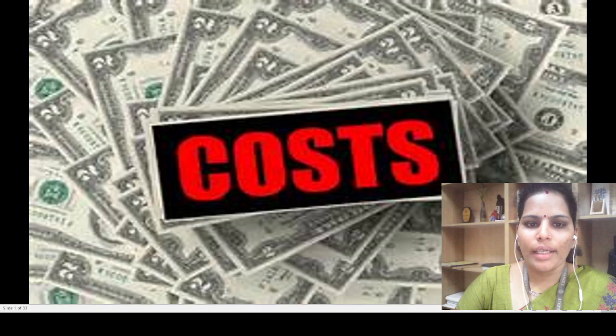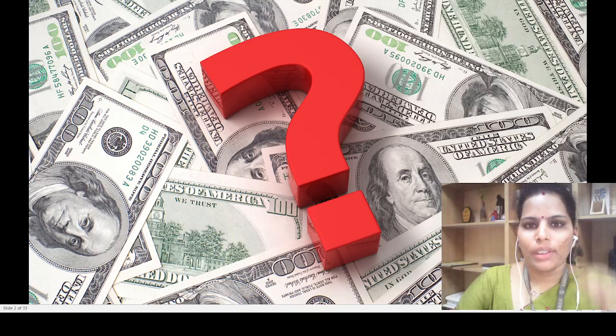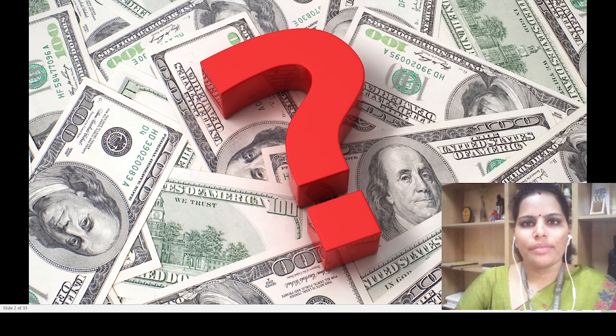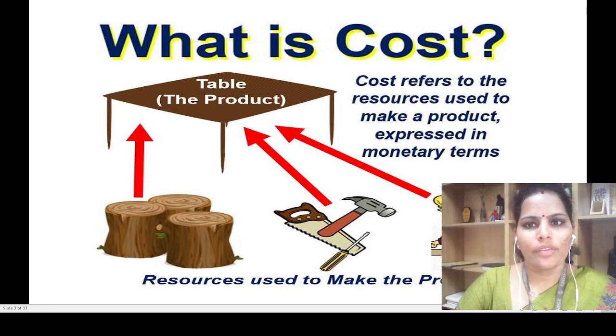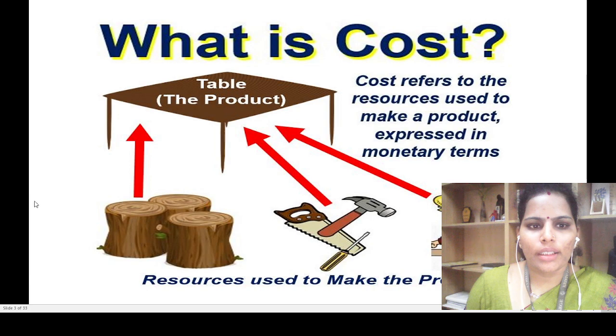Dear students, in today's class we will discuss cost. First, we have to see what the meaning of cost is. We can see one picture here, correct? The picture is a table. To produce the table, we have to use certain resources, correct? So the expenses we are spending to produce this particular product are called cost.